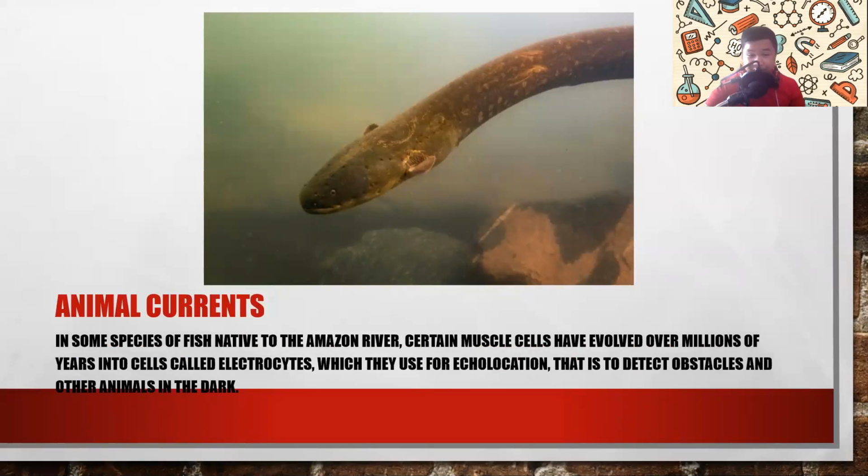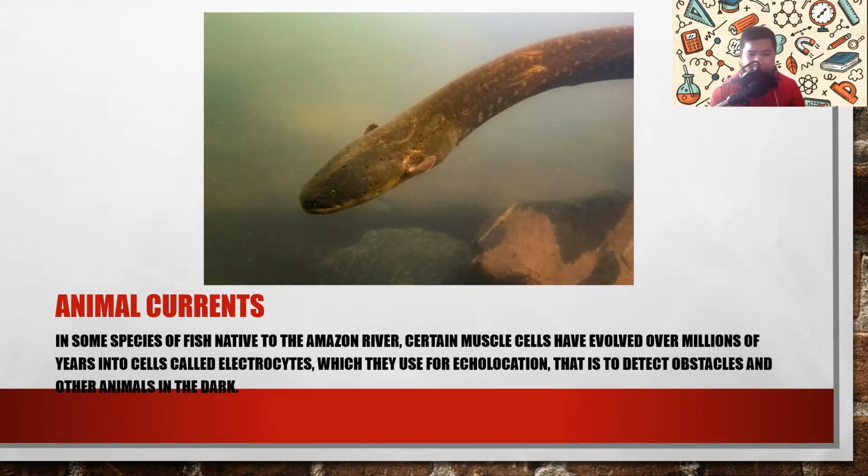In some species of fish native to the Amazon River, certain muscle cells have evolved over millions of years into cells called electrolytes, which they use for echolocation. That is to detect obstacles and other animals in the dark. Not just the eels, but other fish. They evolved especially for the fish deep under the sea, where the sun cannot go anymore because it's already absorbed by everything else. It's pure darkness.